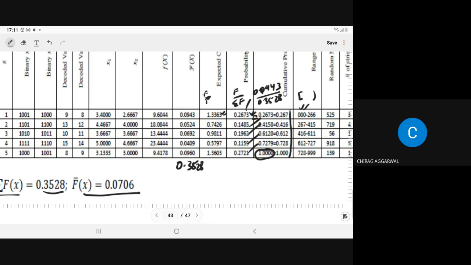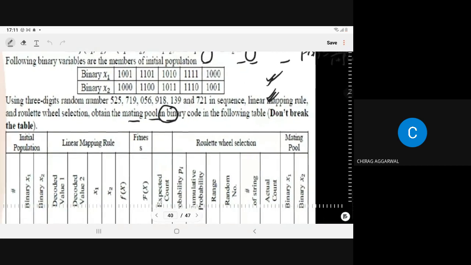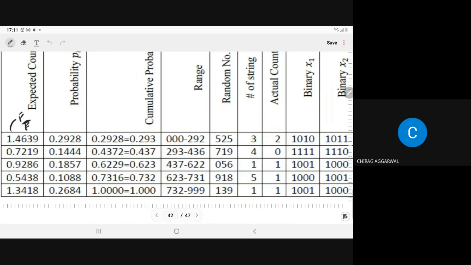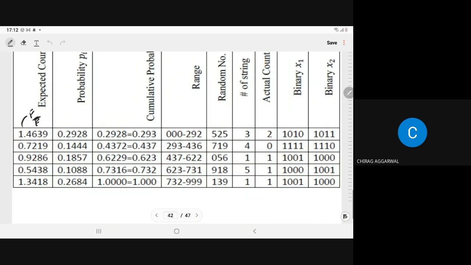Now it is given to you, you have to use the random numbers 525, 719, 056, 918, 139, 721 in sequence. We can never skip any random number, right? Never can we skip a random number. So it is 525, 719, 056, 918, 139.